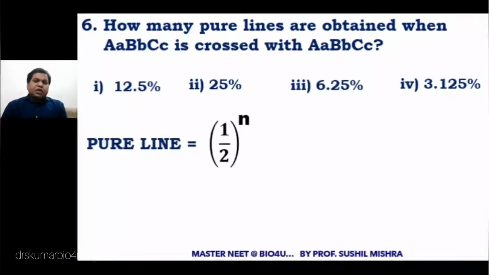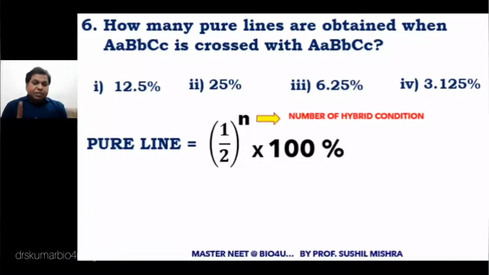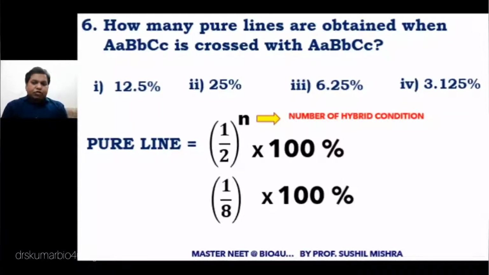Just see, it is given by a formula. Pure line is always equal to 1 by 2 raised to n, where n stands for the number of heterozygous conditions. They want the answer in percentage, so I have multiplied with 100. It's a trihybrid, so 1 by 2 raised to 3, which is 1 by 8. 1 by 8 into 100, we get the answer as 12.5%. Let's proceed to the next question.